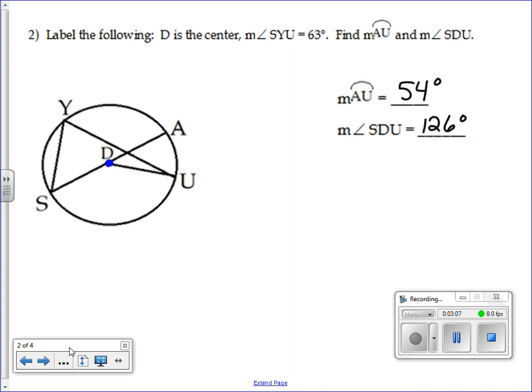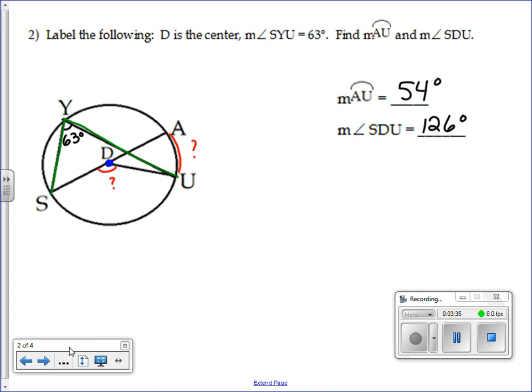SYU is this angle right here, 63 degrees. We're trying to find arc AU, so I'll put a little question mark here. We're also trying to find angle SDU, so that's this angle right here. The first thing I would do is start with that 63 degrees. If I highlight the angle SYU, what kind of angle is it?